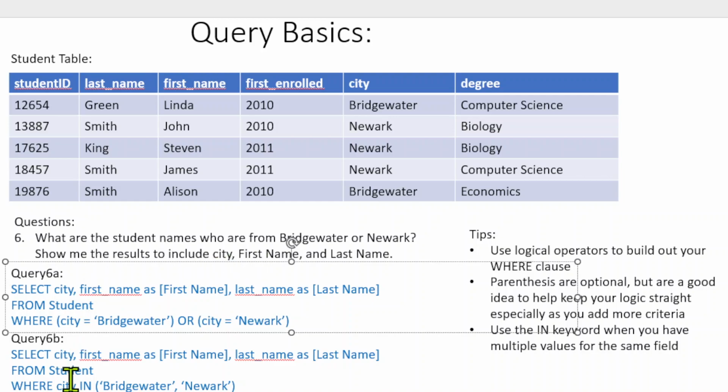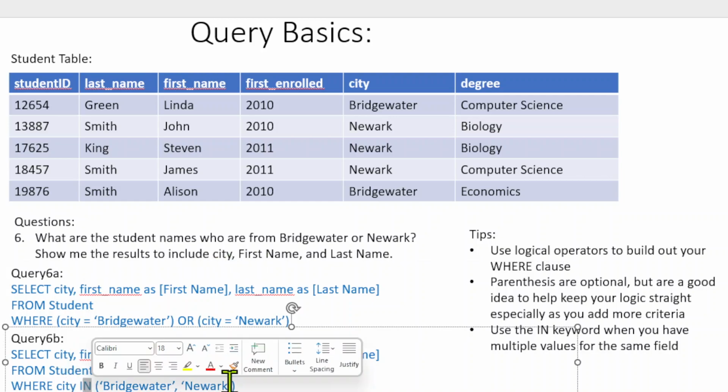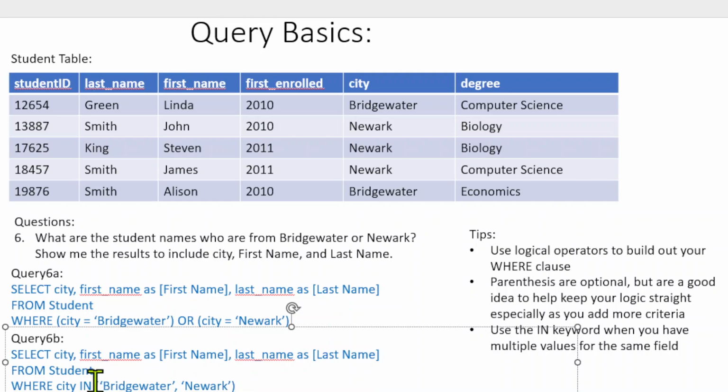The other option is you can use the IN statement. With the IN statement, you can just open up parentheses and comma-separate some values. You can also use NOT IN. If you write NOT IN, it would look for everything that wasn't Newark or Bridgewater, okay?